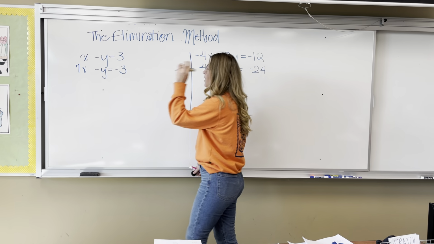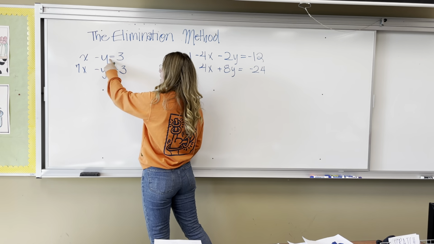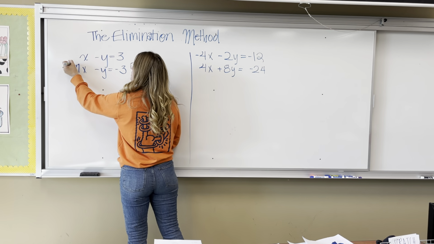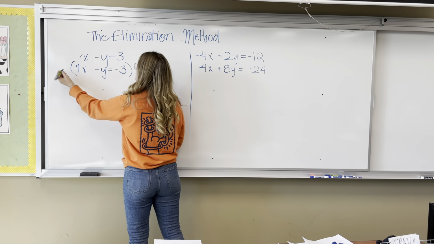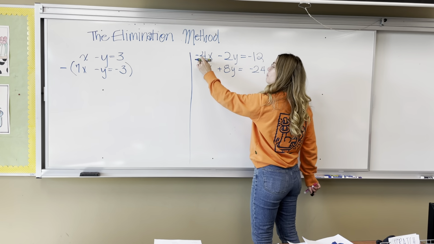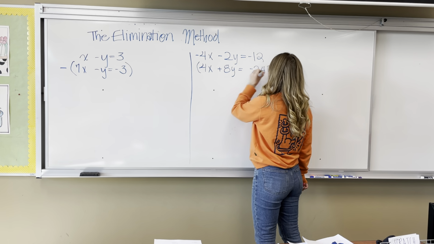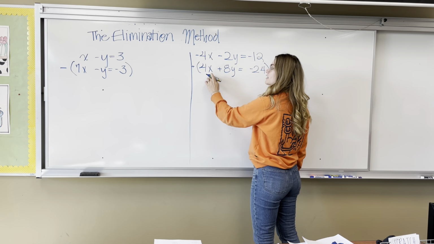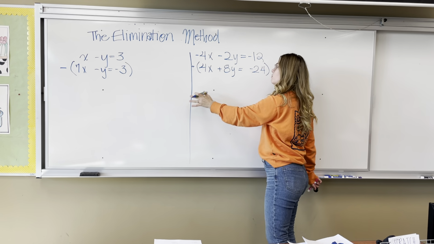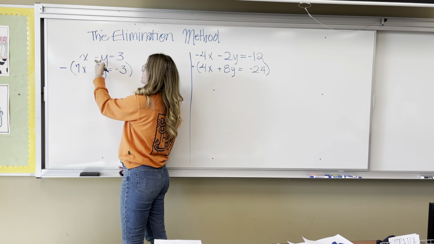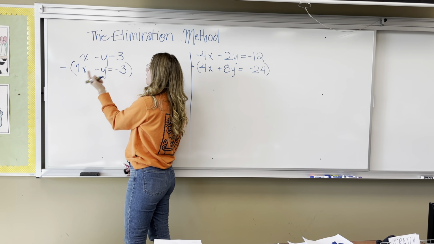When they have the same sign, the matching variables, we're going to subtract the two equations from each other. And when they have opposing signs, we're going to add them. The reason for that is negative 4x plus 4x will be 0, so that'll all go away and we'll just be left with the y's. And the reason for subtraction is negative y minus negative y is also 0.